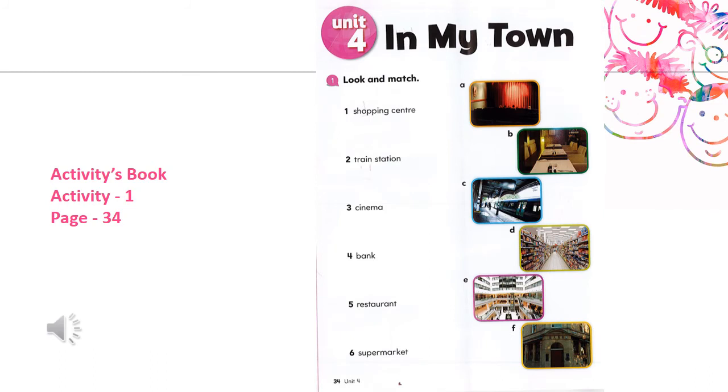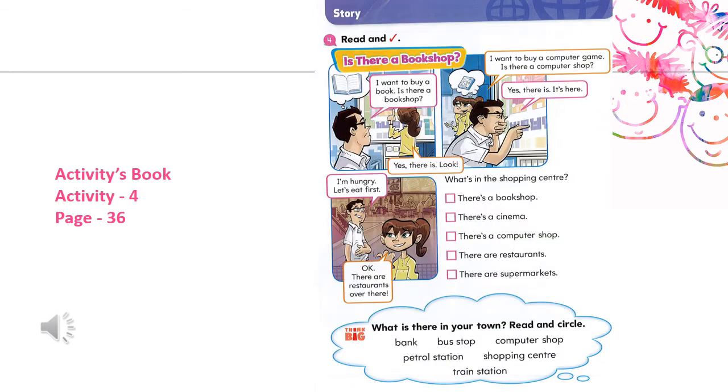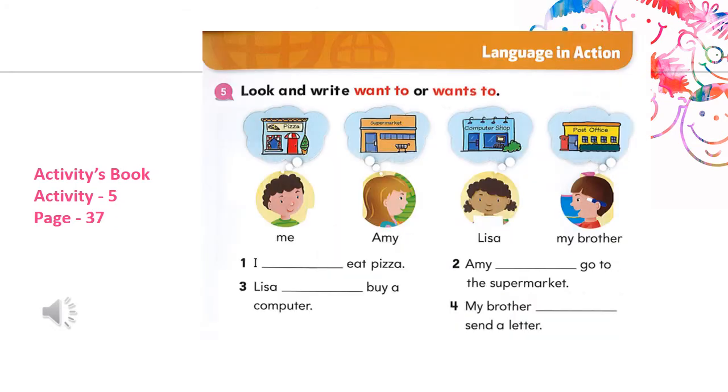Dear students, now check your activity book, page 34, activity 1. Here, you have to look at the pictures and then match with the names. Now look and match. Dear students, your next activity, activity 4, page 36, activity book. Here, you have to read the story and then tick the correct options. Now read and tick.